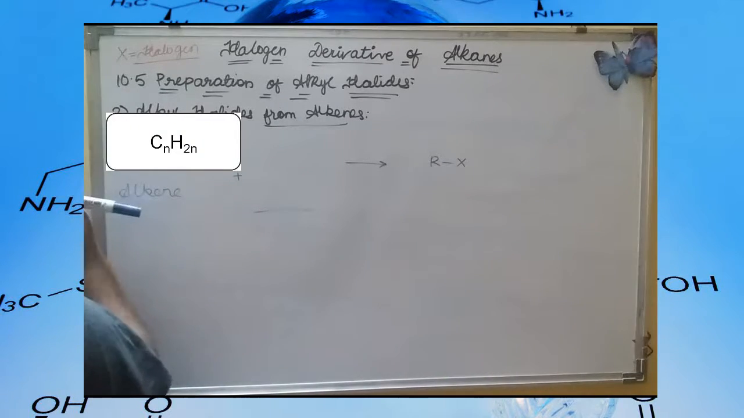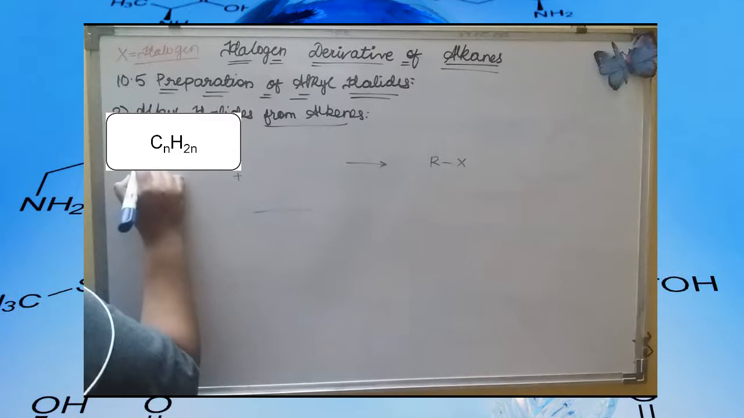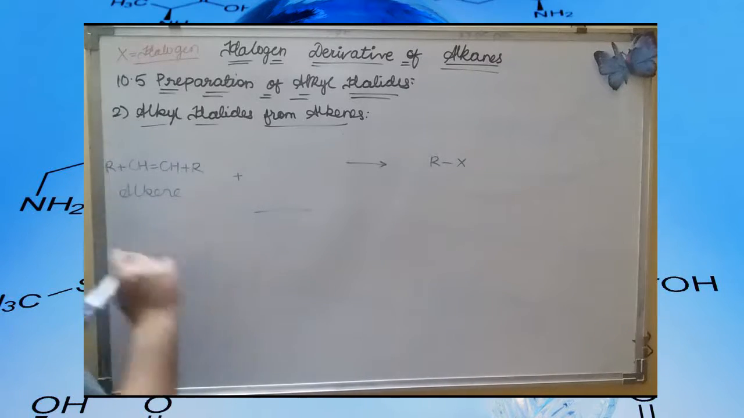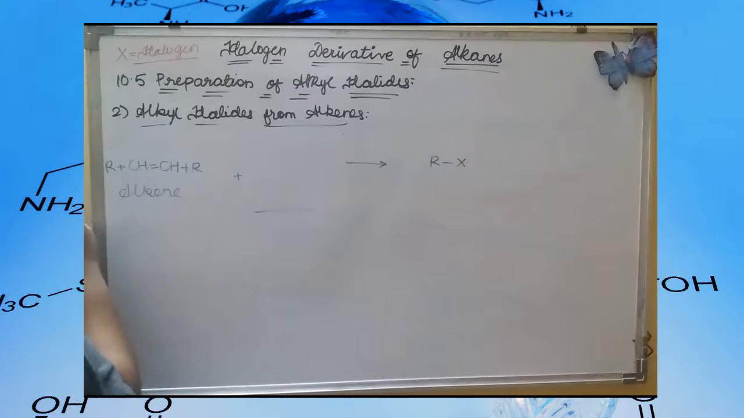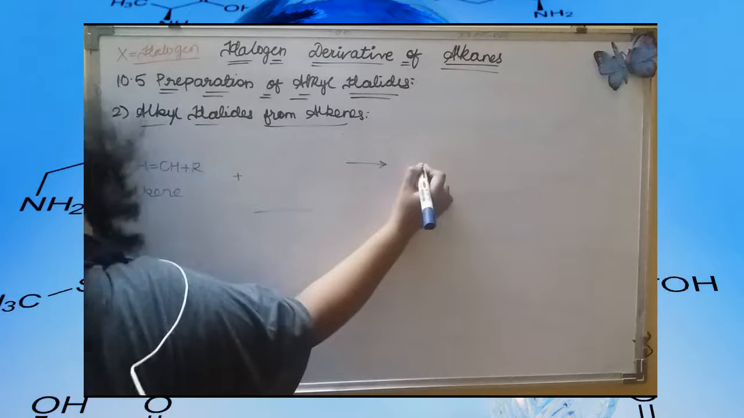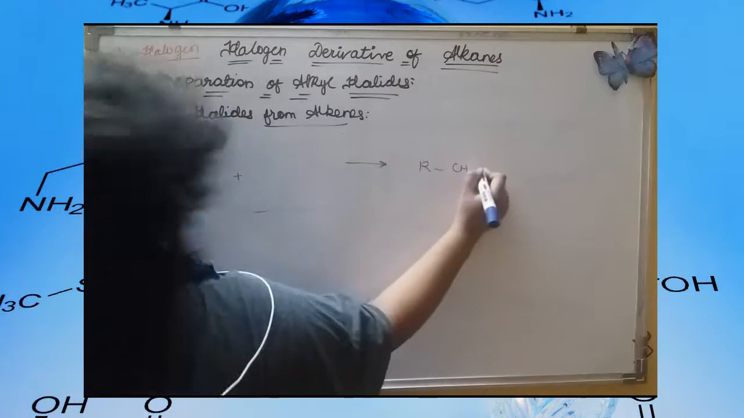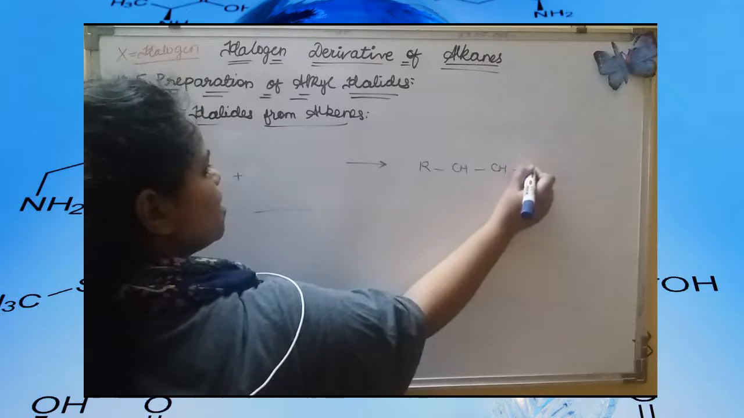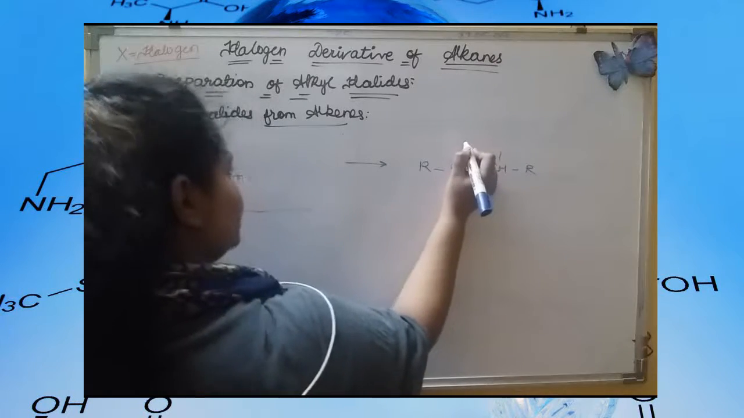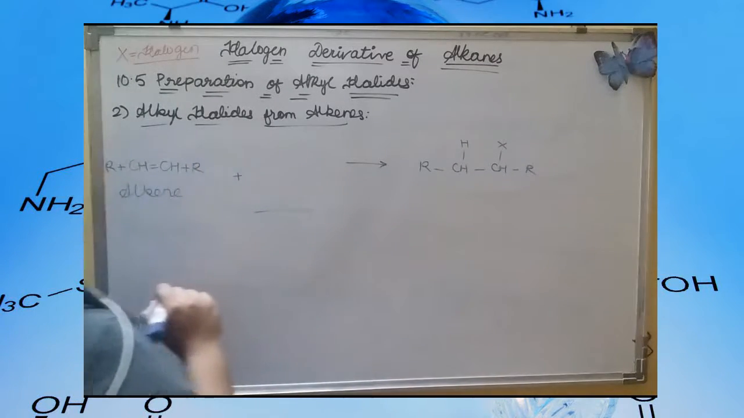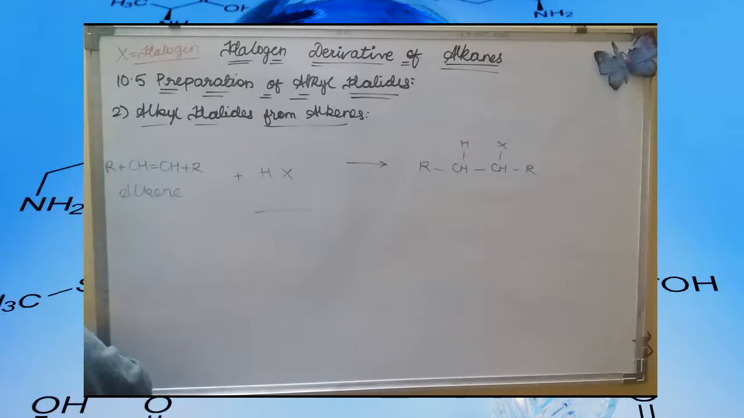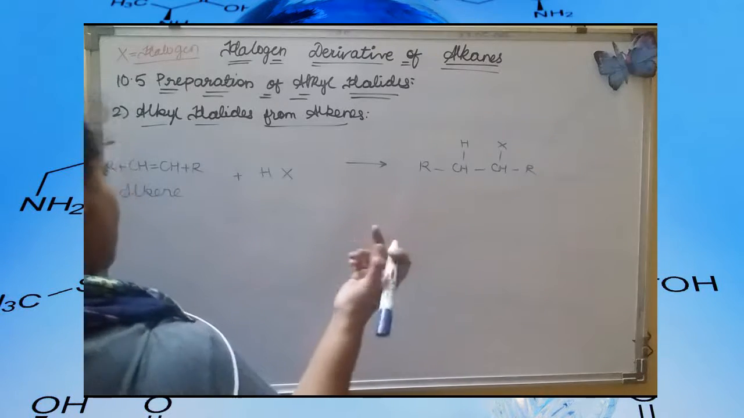The formula of alkene is basically this for a symmetrical alkene, and we will get RX or our alkane group. So it would change to RCH, the double bond goes away, and this is just the alkane group, so to make it alkyl halide we need to add HX in the reaction also. So that is how you can prepare it.